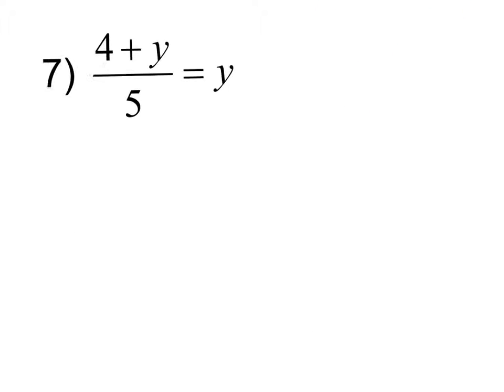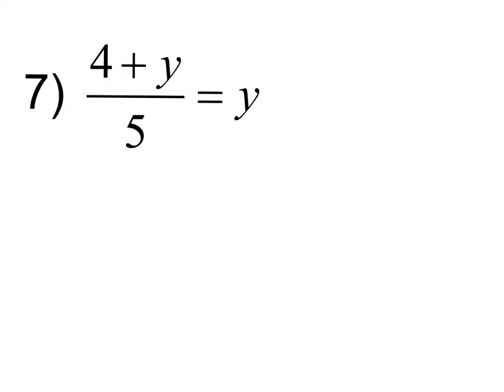All right, in 7, 4 plus y divided by 5 equals y. Well, we have 4 plus y divided by 5. The last thing I said is divided by 5, so I'm going to start by multiplying by 5 on both sides. On the left, they cancel, leaving me with 4 plus y. On the right, y times 5 is just 5y.